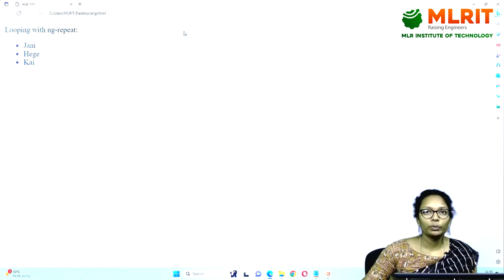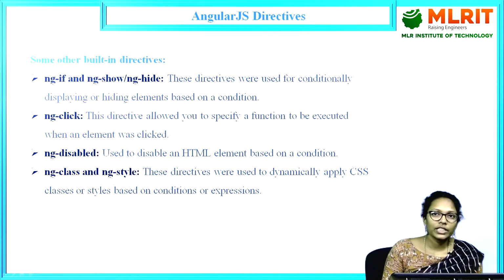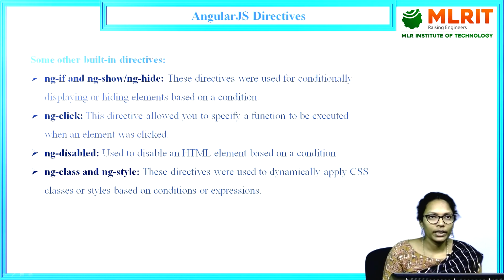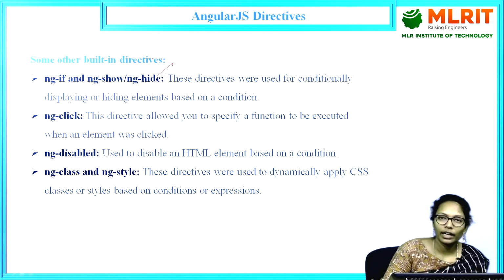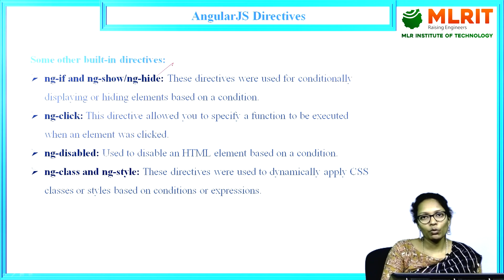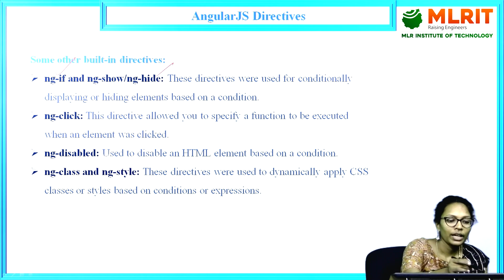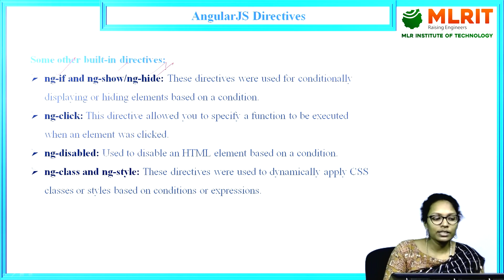So this is the output I am getting. We also have some other directives along with ng-repeat, ng-model, and ng-bind: ng-if and ng-show or ng-hide. If you want to create a condition, and only if the condition is true you want to execute something or print something, you can use ng-if. And ng-show or ng-hide: if you want to show or hide some elements, you can use these attributes.